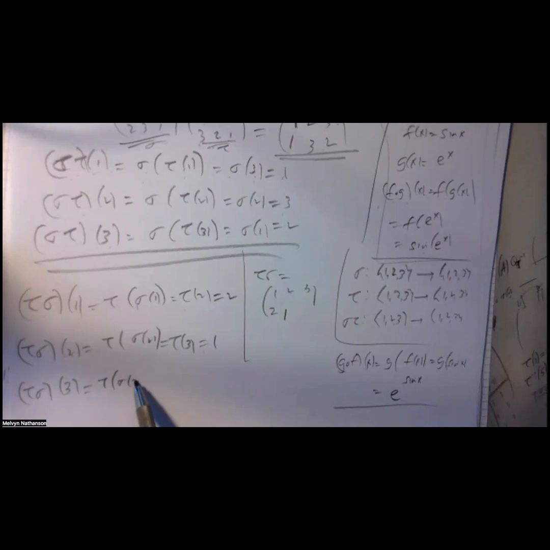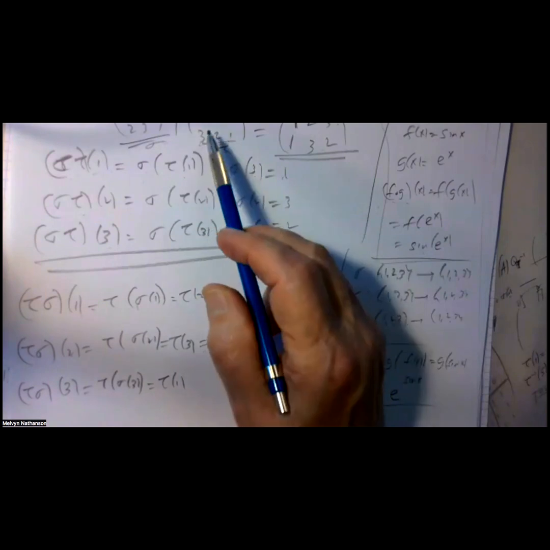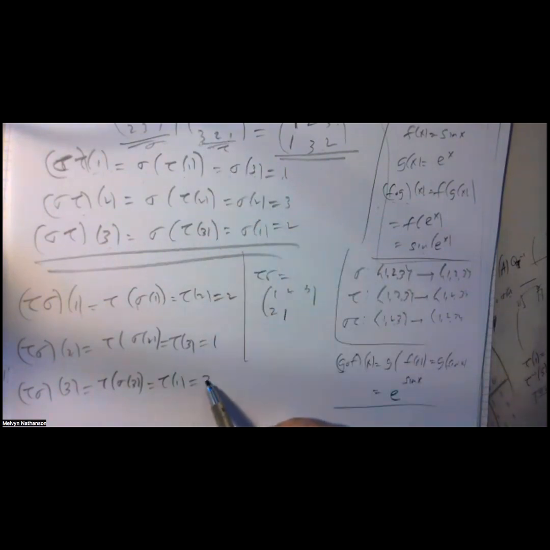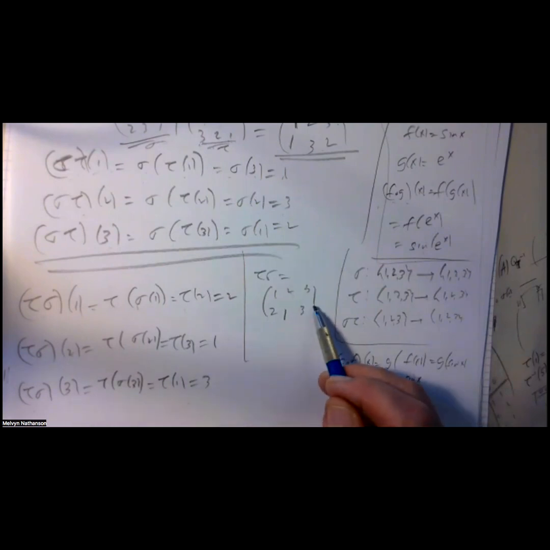What is tau sigma of 3? Tau sigma of 3 is tau of sigma of 3. Sigma of 3 is 1. So this is tau of 1. Tau of 1 is 3. So tau sigma of 3 is 3. So 3 gets sent to 3.